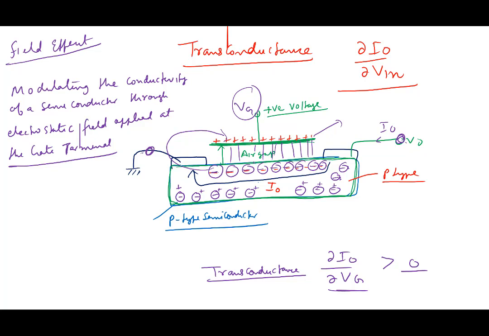So in one case, you're removing the holes from the semiconductor, in the other case, you're increasing the number of holes. So what will you end up doing? Increasing the conductivity. You can increase the conductivity, you can decrease the conductivity, by applying it. So when I say modulating, I don't mean decreasing only. You can increase it also. You can increase or decrease the conductivity of a sample by applying an electrostatic field. That's the field effect principle.